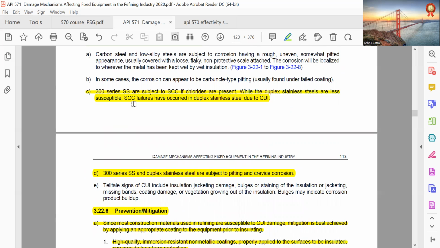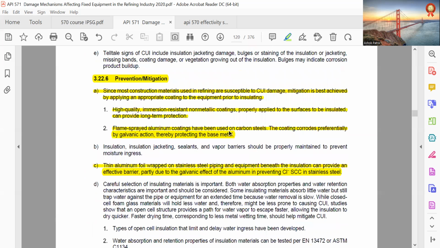300 series SS are susceptible to SCC if chlorides are present, while duplex stainless steels are less susceptible to SCC. Failures have occurred in duplex stainless steel due to CUI. 300 series SS and duplex stainless steel are subject to pitting and crevice corrosion.